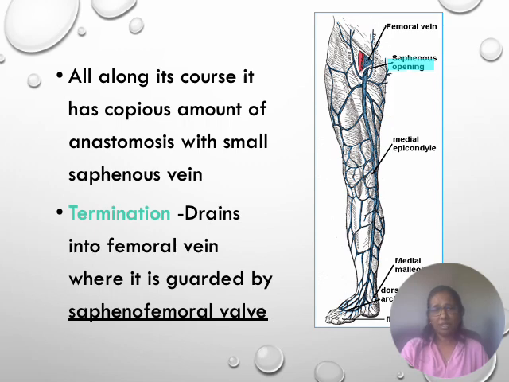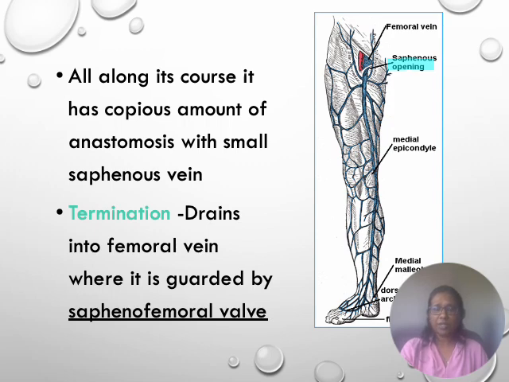Now, let us see how it is ending, that is the termination. As soon as the great saphenous vein reaches the saphenous opening, it has to pierce a loose areolar tissue which is present over there, called the cribriform fascia. After passing through the cribriform fascia, it passes through the anterior wall of the femoral sheath, entering into the femoral vein, therefore draining into it.